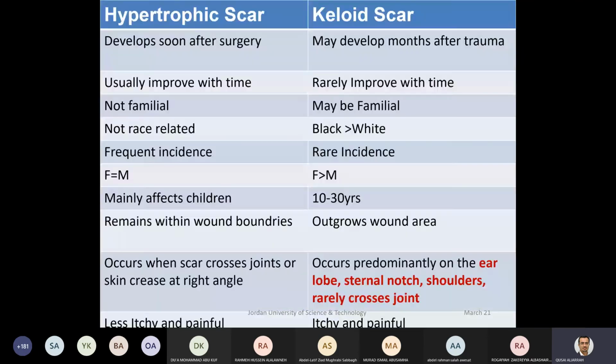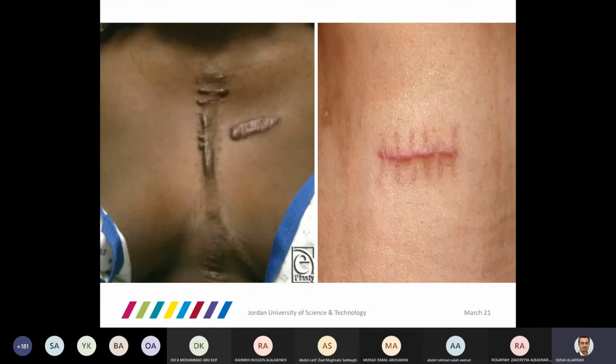هلا الhypertrophic scar, it's limited to the edges of the wound. So عندنا هون الwound بصير عندنا limit. It happens early on after the surgery. It has a good prognosis. It improves with time. هلا الكيلويد سكار اول شيء it affects females.